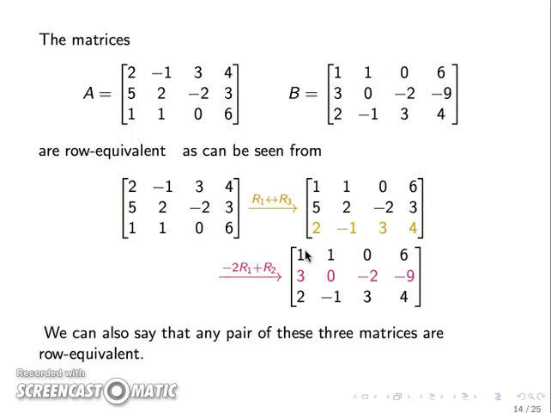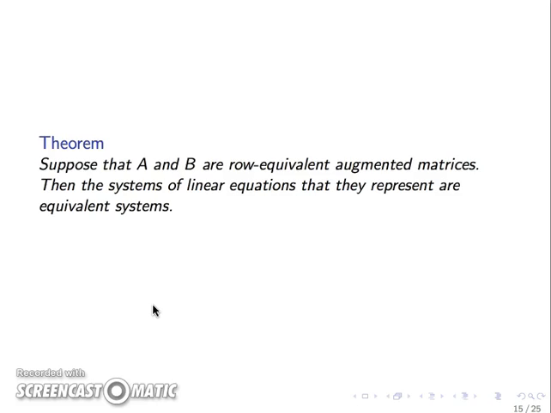Okay, so we can also say that any pair of these matrices are row equivalent. So this matrix here in red is row equivalent to the previous one that has the entries in yellow or gold, and that is row equivalent to this one, and so on. If two matrices are row equivalent, and they happen to be augmented matrices corresponding to a linear system of equations, then those systems of equations are equivalent systems, meaning that they will have the same set of solutions, the same solution set.